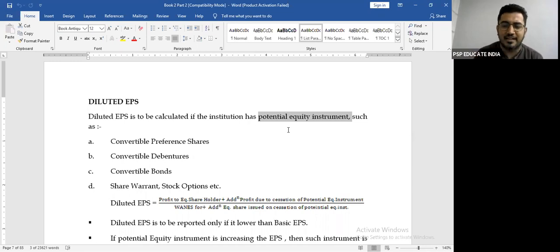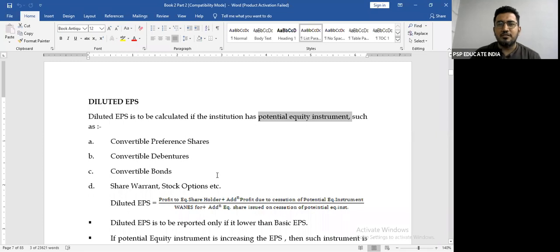you are free to invest in our company. However, as of now, we are informing you that we have a potential equity instrument which will convert itself into equity shares in the future. Right? That is the meaning of a potential equity instrument. So it says diluted EPS can be calculated if the institution has a potential equity instrument such as convertible preference shares, convertible debentures, convertible bonds, share warrants, stock options, etc. Diluted EPS means profit to equity shareholders divided by the weighted average number of shares. This formula will remain as it is. The addition will be additional profit.